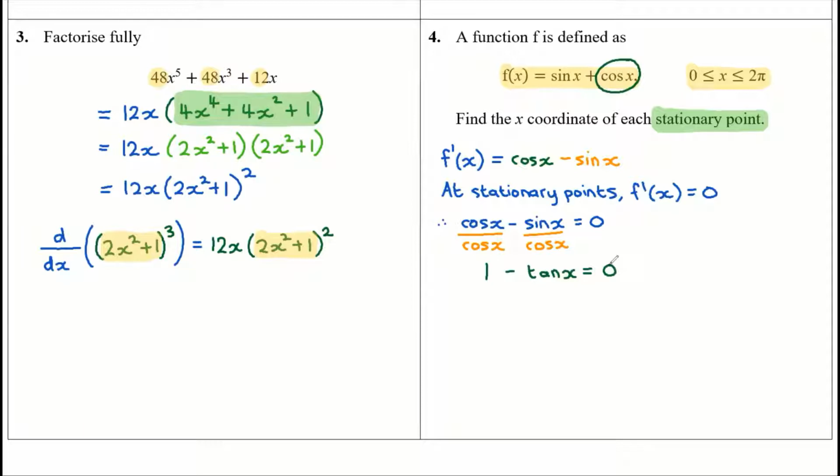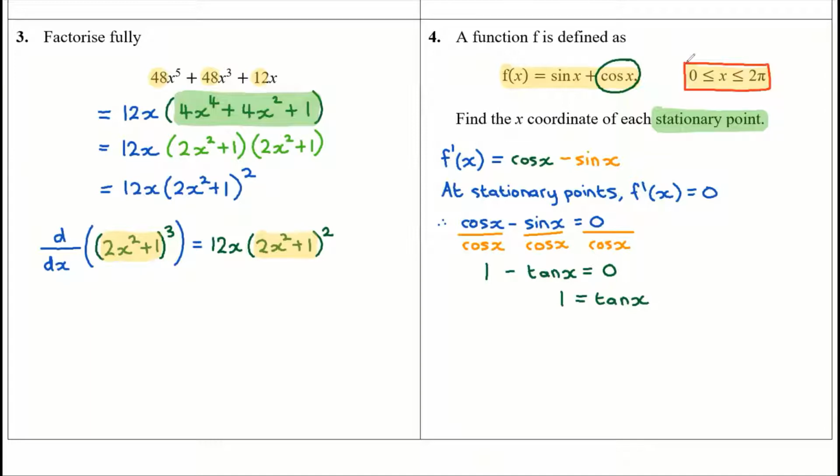Now then, let's rearrange this. In fact, I should probably state that as well. Otherwise, it's wrong, isn't it? We're dividing everything by cos x. Okay, let's rearrange. So let's make tan x the subject now. By adding tan x to both sides, 1 is equal to tan x. And we just have to solve this equation in the interval given here.